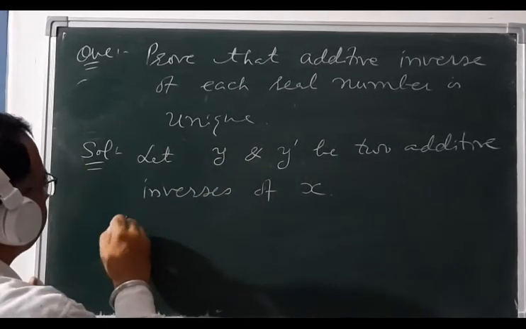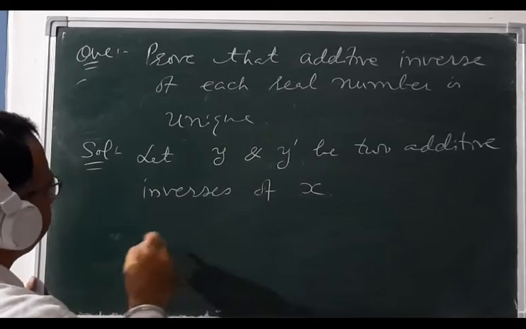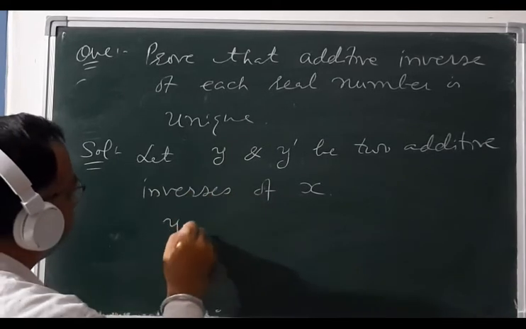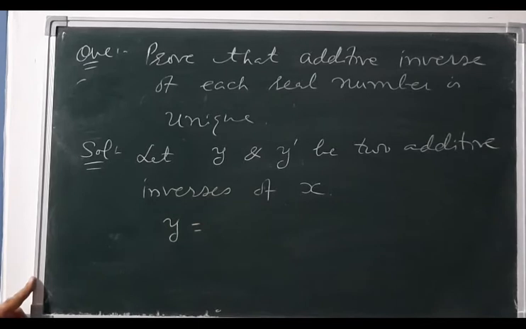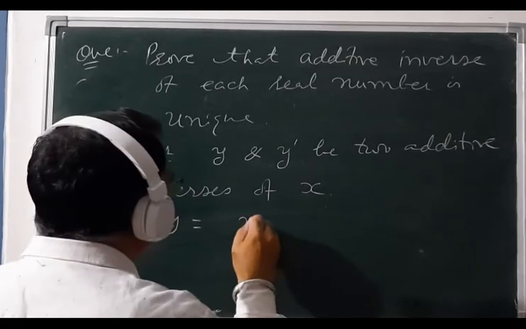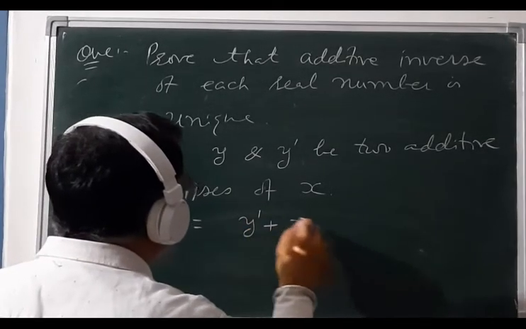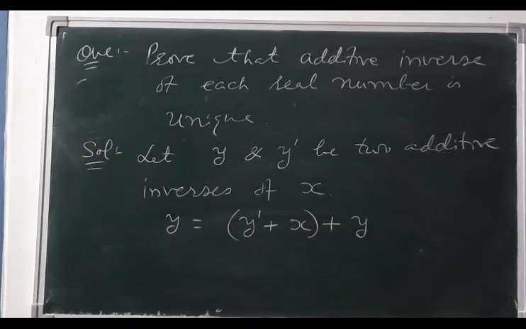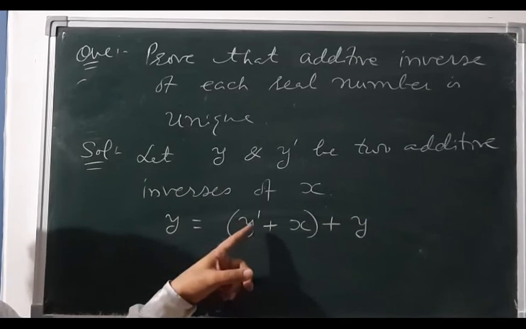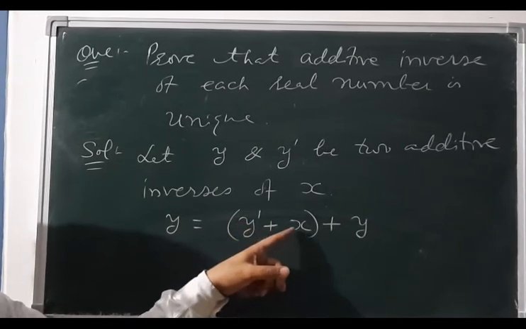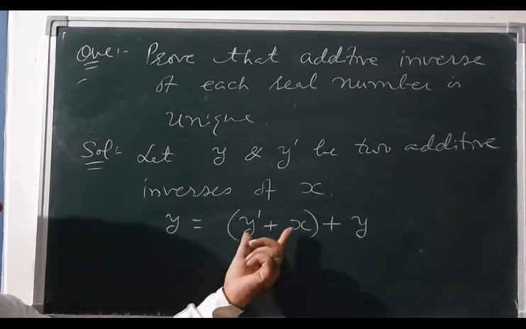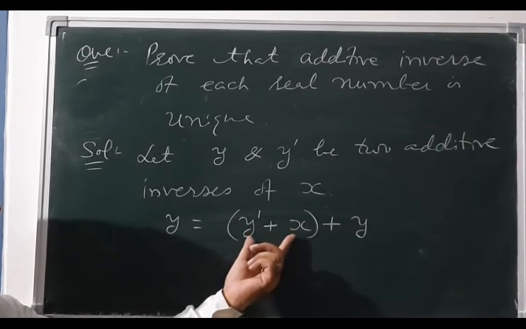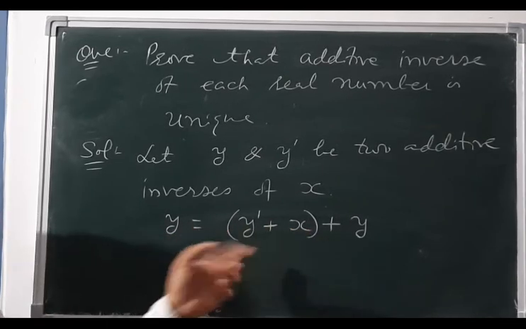So let us consider this: y is equal to y dash plus x plus y. Now, why is this equation true? y dash is the additive inverse of x. So y dash plus x is 0. 0 plus y is y. So these two things are equal.